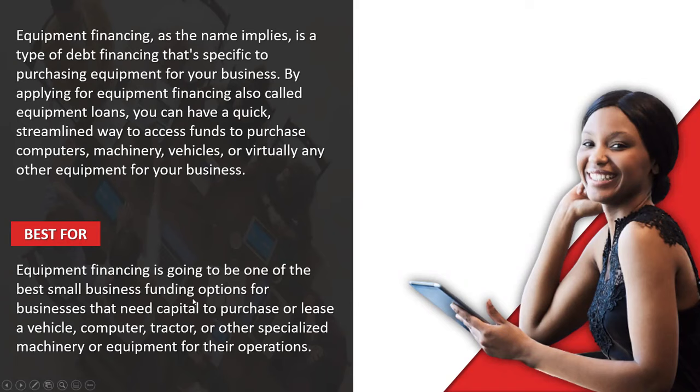Equipment finance is going to be one of the best small business funding options for businesses that need to purchase or lease a vehicle, computer, tractor, or specialized machinery. Typically, like the example we used before with the transportation industry, people want to lease a truck. People in the construction industry don't want to buy certain equipment for a certain amount of time. They may actually lease out backhoes, tractors, drilling equipment.